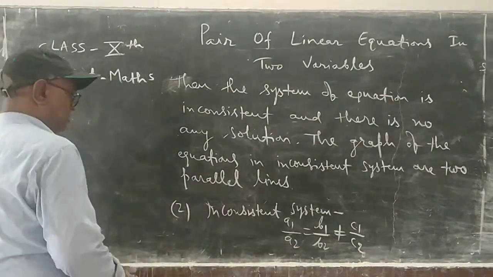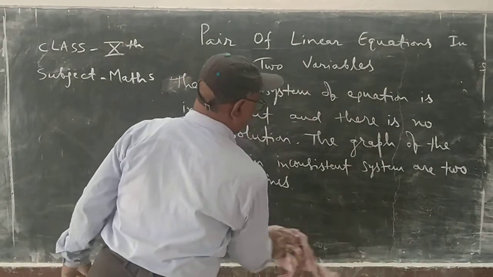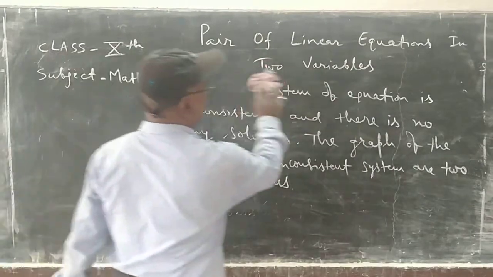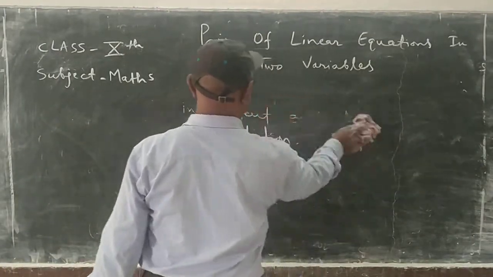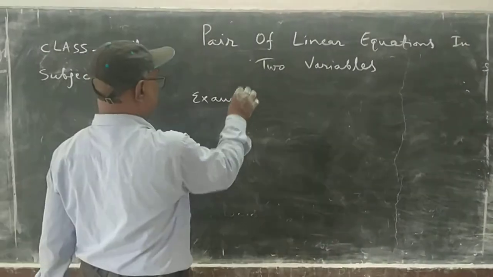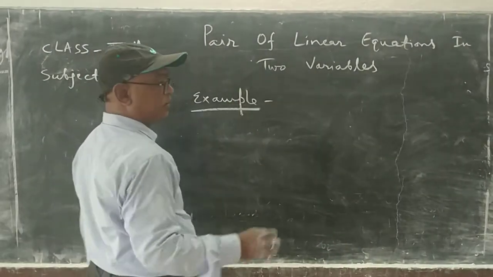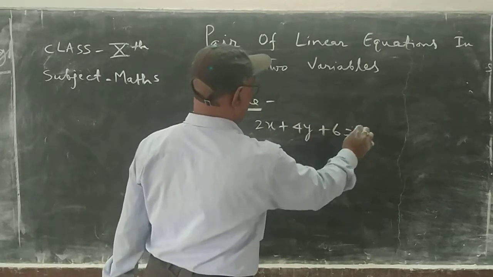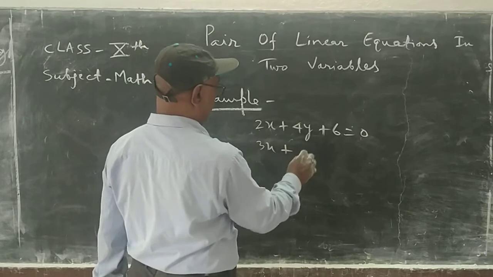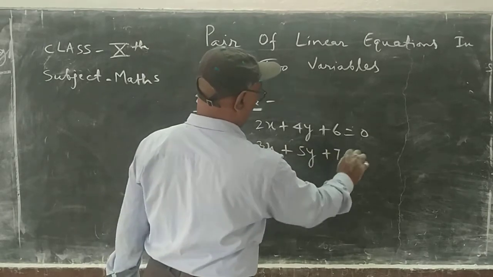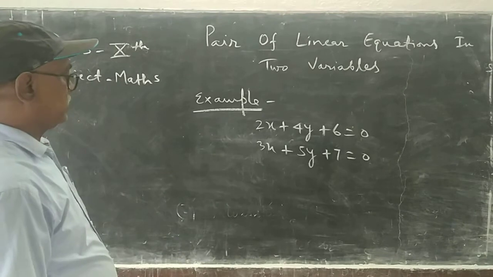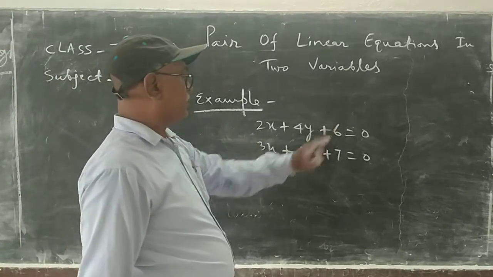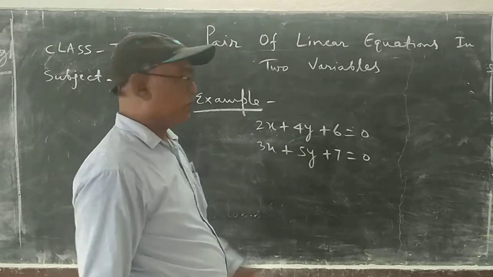Now, I give you some examples of a consistent system and an inconsistent system. Suppose there are two linear equations in two variables: 2x plus 4y plus 6 equals 0, and 3x plus 5y plus 7 equals 0.